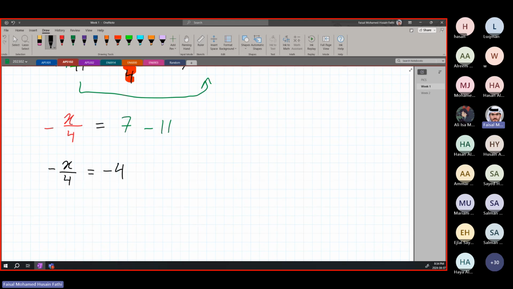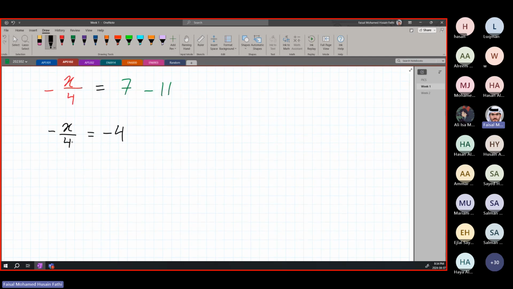And then, now what can we do? We can get rid of this 4. How do we get rid of this 4? الحين عندنا division. So when we have division, to cancel it, we multiply. يعني if we have division, to cancel it, we multiply. If we have multiplication, to cancel it, we divide. So in this case, we have division, so we have to multiply. This is minus x over 4, so we can multiply by minus 4. عشان نكنسل الماينس لأنه when we do minus times minus is going to give us plus.